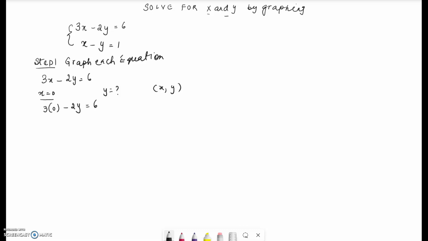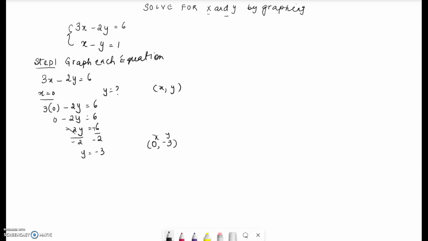3 times 0 is 0. So we have 0 minus 2y equals 6, which is the same as negative 2y equals 6. Now we have to solve for y. So we divide both sides of the equation by negative 2. So y equals negative 3, because 2 goes 3 times into 6, and we have a positive in the numerator, negative in the denominator. So we have 1 point, 0, comma, negative 3, because when x is 0, y is negative 3.